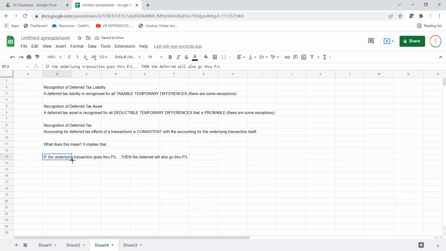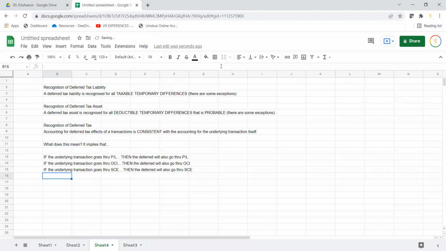And the same thing would apply over here. If it goes through OCI, the deferred tax will also go through OCI. If it goes directly through equity, if it goes directly through the statement of changes in equity, then deferred tax also goes directly through the statement of changes in equity.